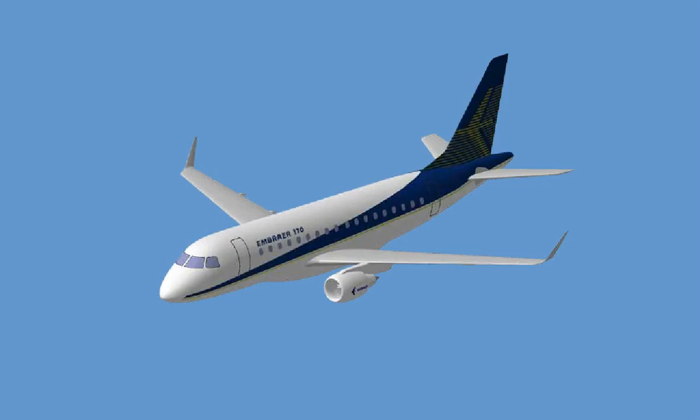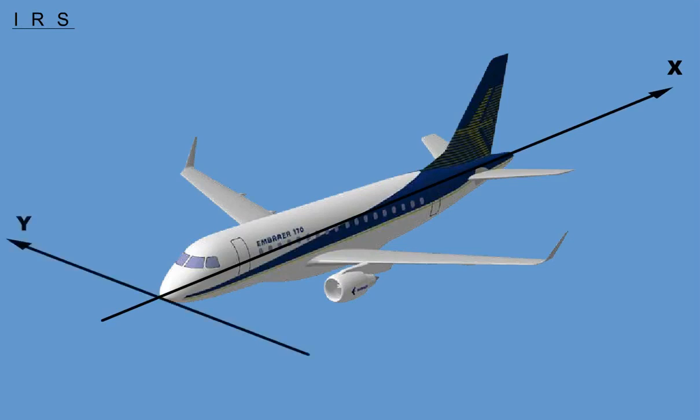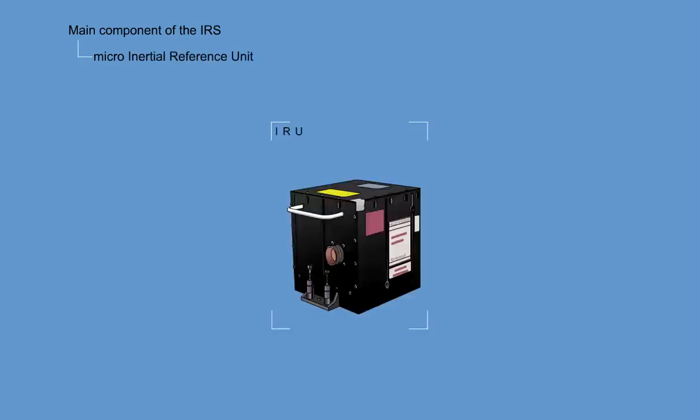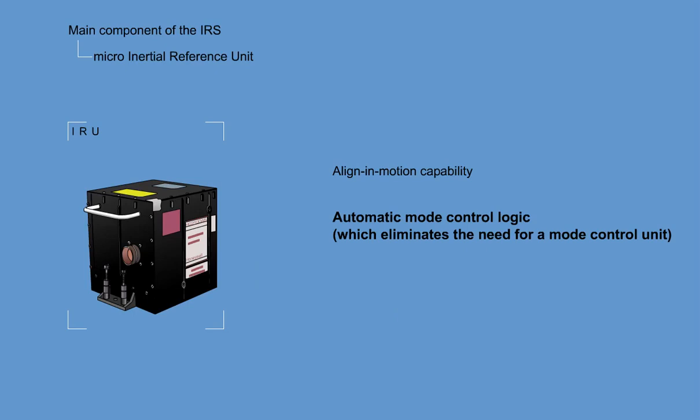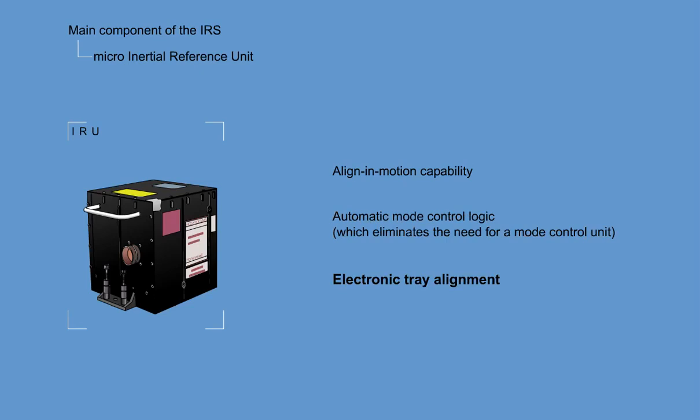Inertial Reference System, IRS. The IRS provides the pilots with accurate and dependable attitude, heading, and position information to aid in navigation. The main component of the IRS is the Micro Inertial Reference Unit, IRU. The Micro IRU differs from previous generations of IRUs mainly due to the addition of the following features: Align in Motion capability, automatic mode control logic, which eliminates the need for a mode control unit, and electronic tray alignment.